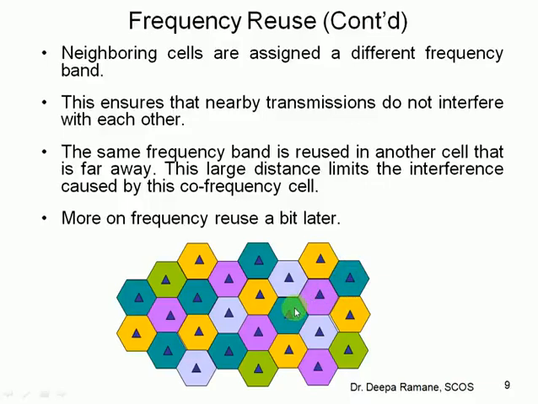So here you can see the hexagonal cell structure and its colors. The color represents the cells which are using the same frequency bands. You will see that no two neighboring cells have the same color. That means no two neighboring cells will be using the same frequency spectrum. The spectrum can be repeated in another cell which is separated from that cell by some distance, and the distance should be such that there is no interference.